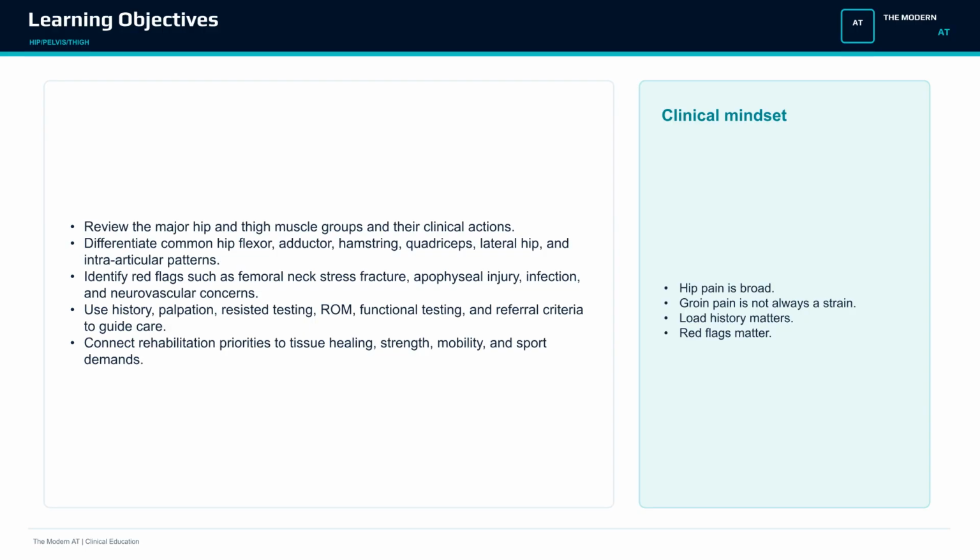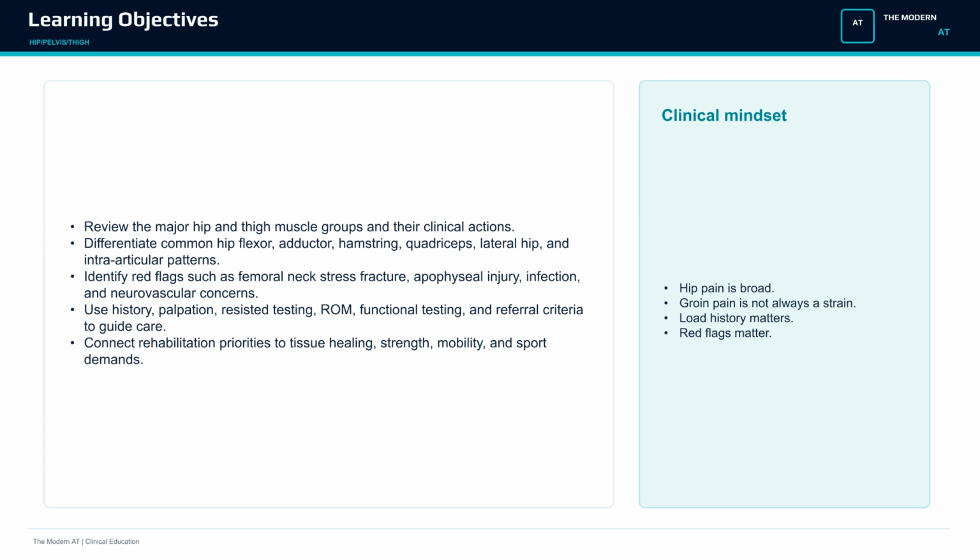We will review the major hip and thigh muscle groups, connect them to clinical actions, and then use that anatomy to understand common injuries and higher risk conditions. The key idea is that hip pain is broad. Groin pain is not automatically an adductor strain. Lateral hip pain is not always bursitis, and thigh pain is not always a simple muscle injury.